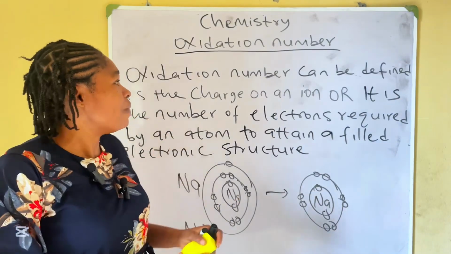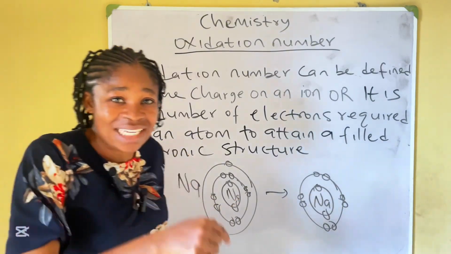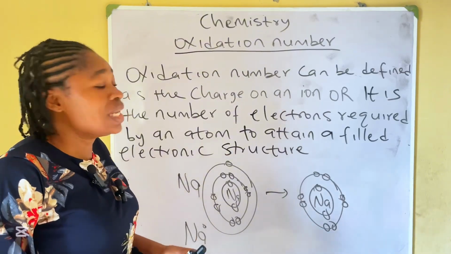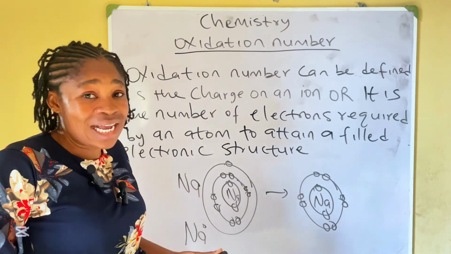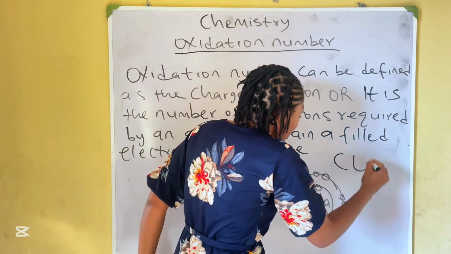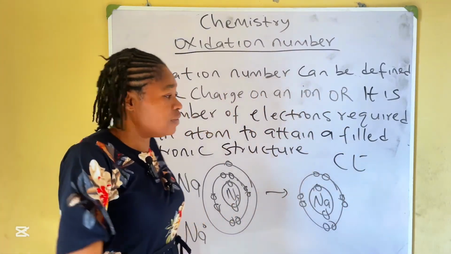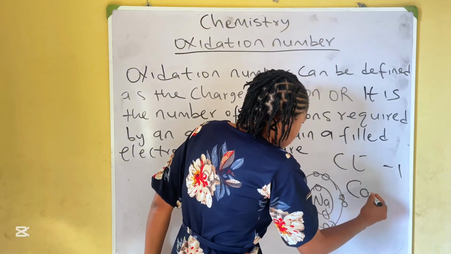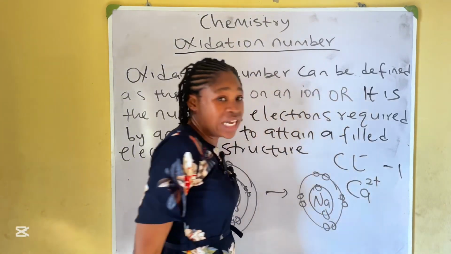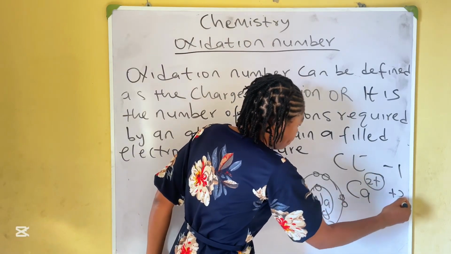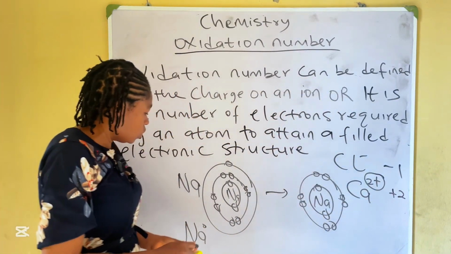What is oxidation number? Oxidation number can be defined as a charge on the ion. So what do we mean by charge on the ion? Any ion that carries charge, the oxidation number is that charge. For example, look at this chloride ion. What is the oxidation number of this chloride ion? It simply means -1. Calcium ion, the charge, oxidation number is the charge. That is +2.